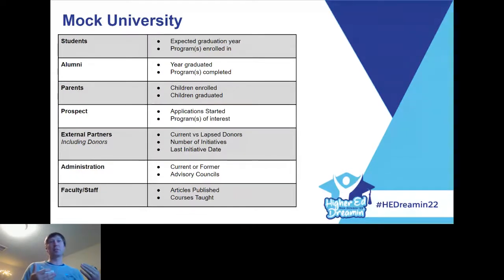Maybe it's per prospects, what applications have they started? Parents, do they have any kids enrolled? Are they an alumni? If so, what year did they graduate? For things like administration, maybe you have different advisory councils or boards that people are part of. Are they current people? Are they former members? And then for faculty and staff, what courses have they taught? What articles have they published?